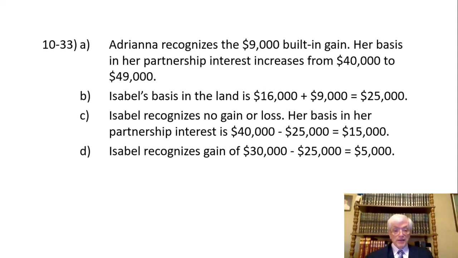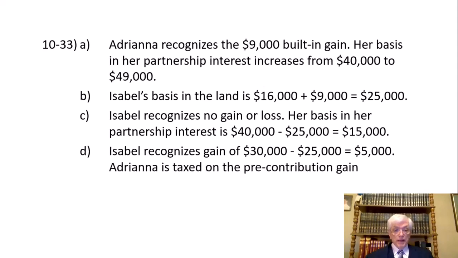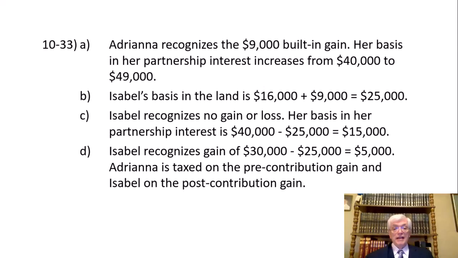They say, is that result equitable? Adriana is taxed on the pre-contribution gain. Isabel is taxed on the post-contribution gain. So that seems fair. It was Adriana's gain, after all. It's really not fair for her to pass that on to Isabel.